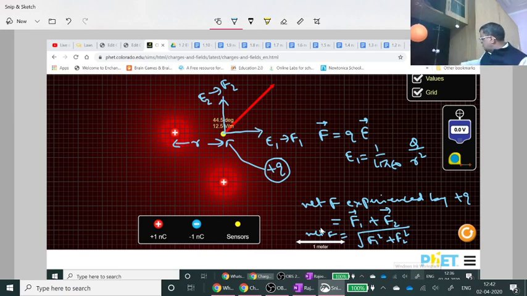And now, later on, we will do numerical problems based on it from the book by H.C. Verma. But let's do this activity first. Now let me show you this, and then we will discuss.